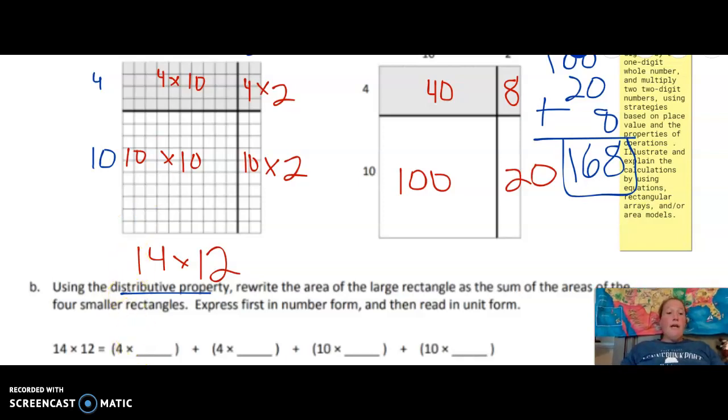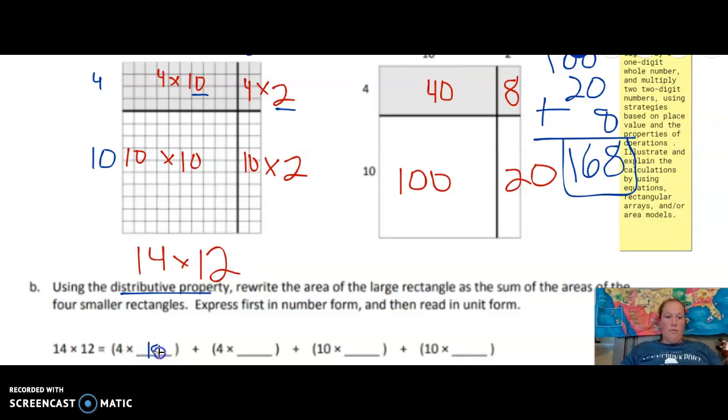Now, up here, it gives us the answers. We know 4 times something plus 4 times something. We see 2 choices. So we do 4 times 10 and 4 times 2. It doesn't matter which way you put it. You could put the 10 here or the 10 here, or vice versa.